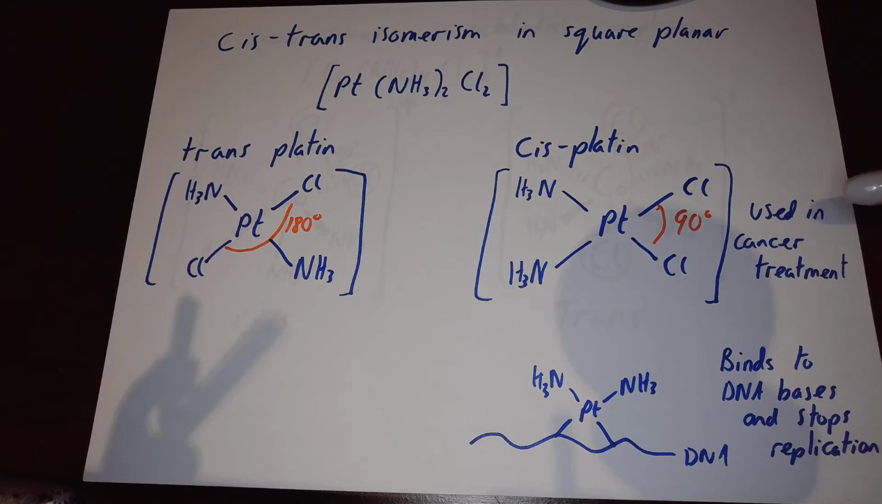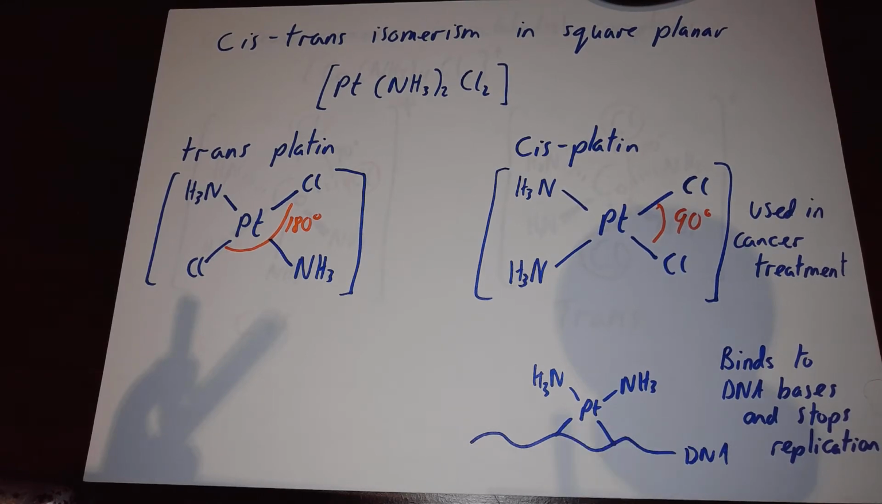Now the cis version is actually used in cancer treatments. It's used to stop replication of cells. It's one of the early forms of chemotherapy. So cisplatin can be used for that because when in the body, the chlorines are substituted by bases found in DNA and form these coordinate bonds. And so cisplatin can bind to DNA and it stops replication, which is really important if you want to stop the spread of a cancer cell.